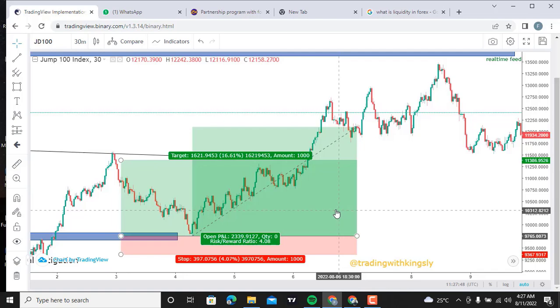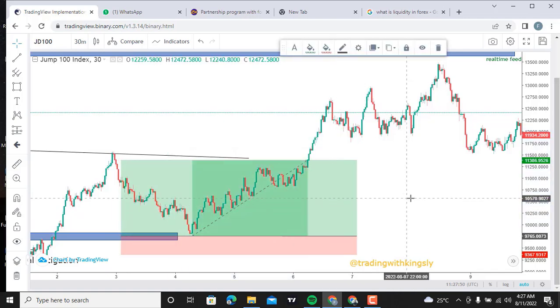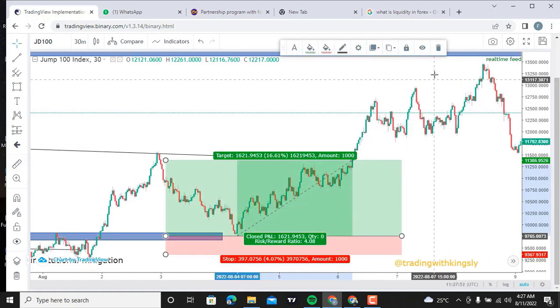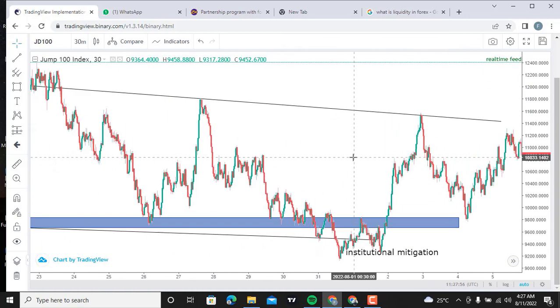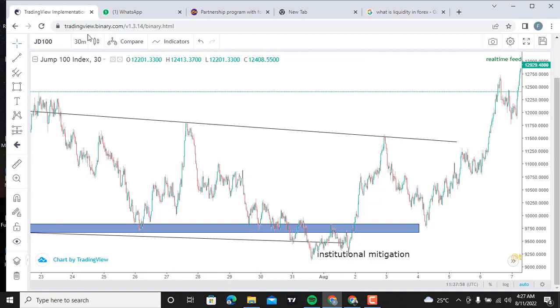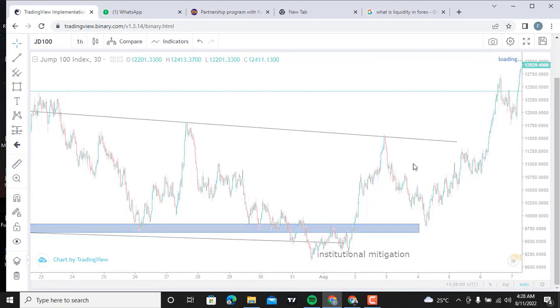So this is Jump 100. Let's just delete this for the meantime. The main purpose is for you to get the concept. Okay, this is Jump 100. So we had a zone here. Let's go to the 1 hour time frame.